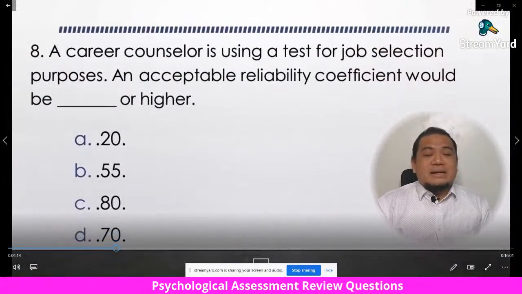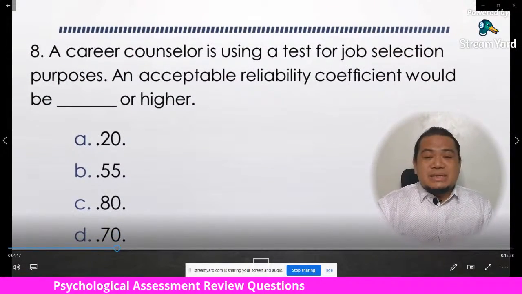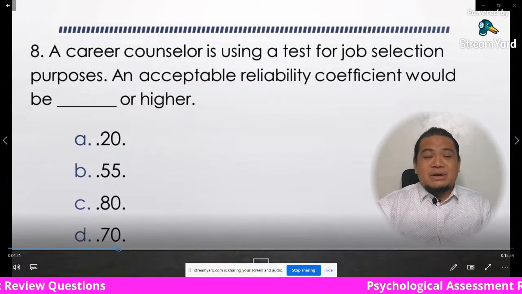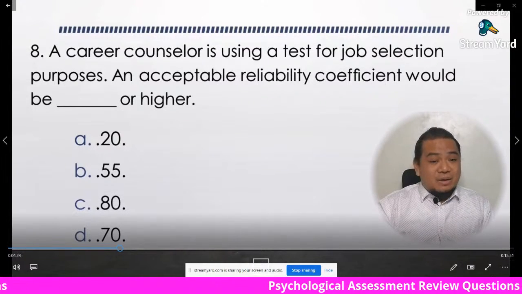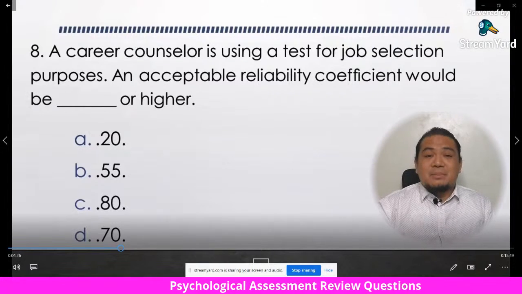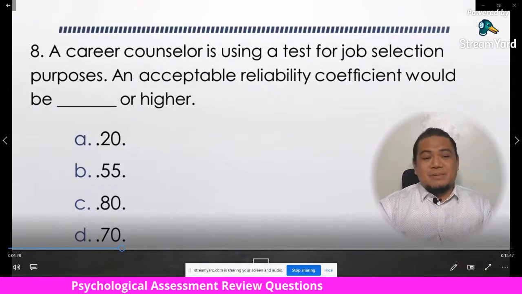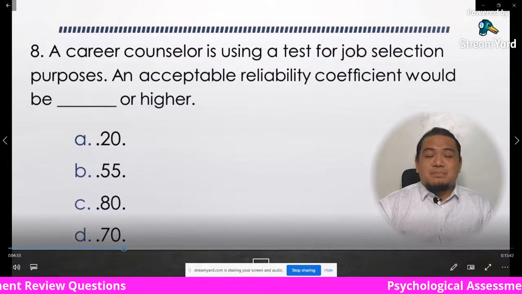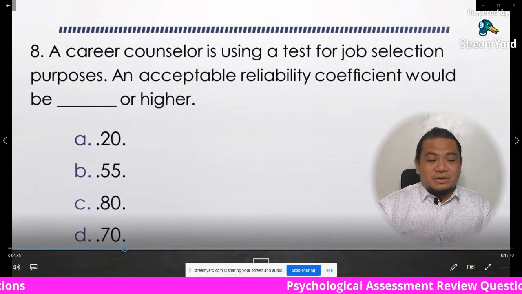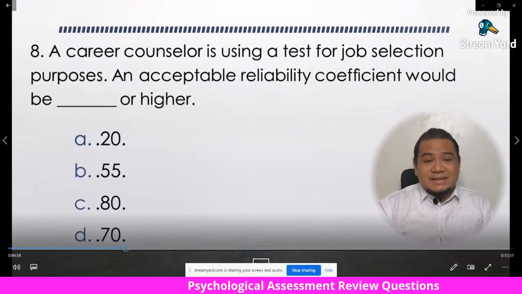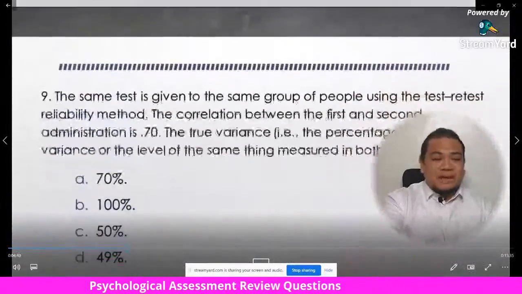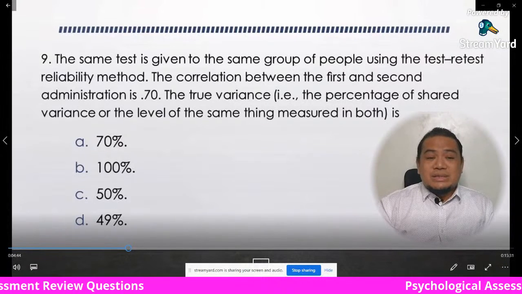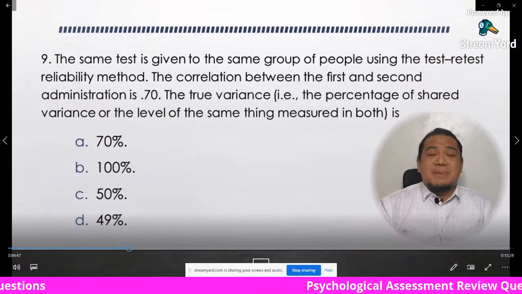Number 8, a career counselor is using a test for job selection purposes. An acceptable reliability coefficient would be blank or higher. Is it A, 0.20, B, 0.55, C, 0.80, or D, 0.70?